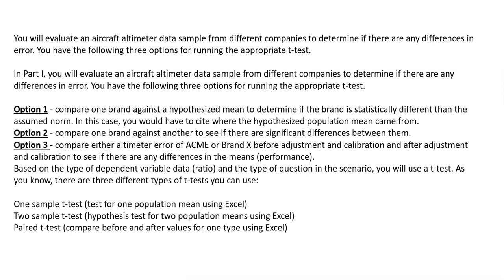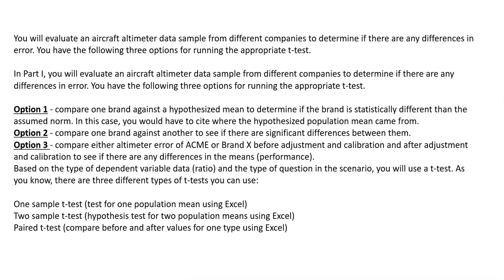So what we're saying here is we're going to just look at one brand. We're going to measure the error rate for whatever number of altimeters we have in the sample size. We're going to make some adjustments, and then we're going to recalibrate them to see what has happened to the error. So option 1 and option 3 are similar to some degree. Option 1 is simply comparing a data set against a hypothesized mean. Option 3 takes one of those companies pre-adjustment and then compares it to post-adjustment. And then option 2 compares one company to the other.